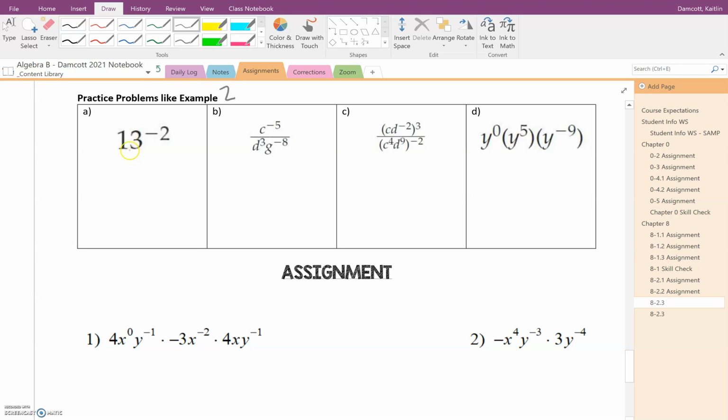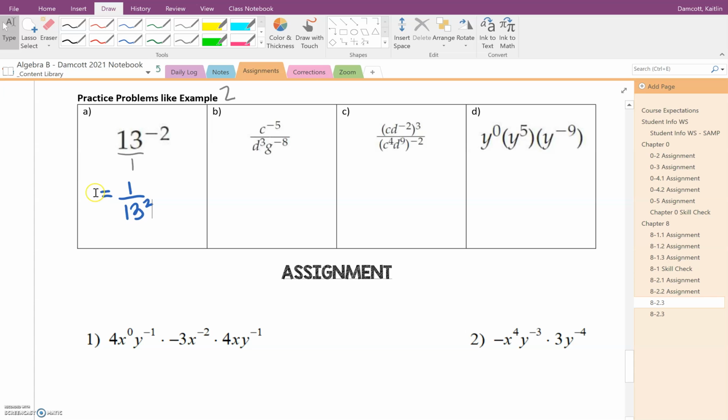13 is a whole number. If you wanted to think of it as a fraction, you could think of it as 13 over 1. Now what this does, when you have it to a negative, like the -2 for your power, is it flips your fraction. So I've got 1 on top, 13 on the bottom. So the 13 has moved to the denominator now, and it was a -2 for our exponent. When we move it to the bottom, it becomes a +2.